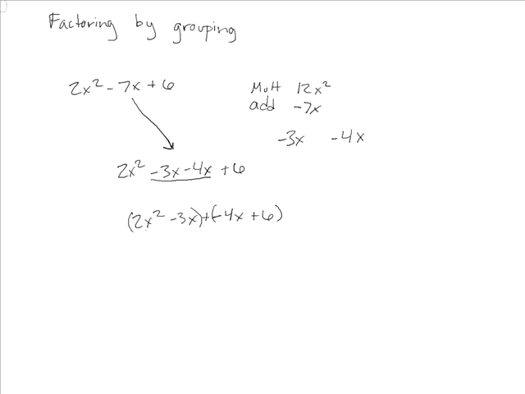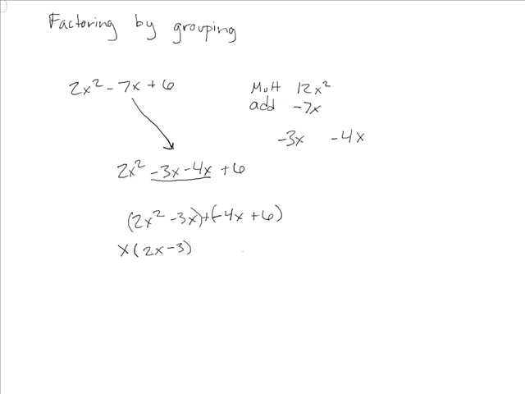Now I'm going to take out the greatest common factor from each of these binomials. So here I've got 2x squared minus 3x. Well, I can take an x out of each one. So that means x. And what's left once I take that x out? Well, x squared divided by x gives me 2x, and then for here, I've taken out an x, so I'm left with just the negative 3. 2x minus 3.